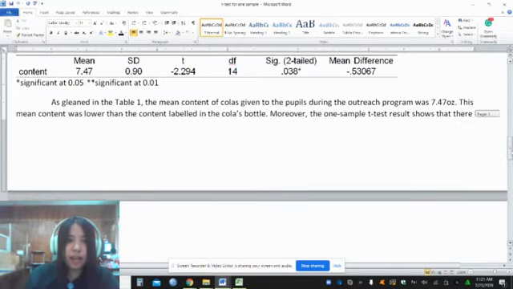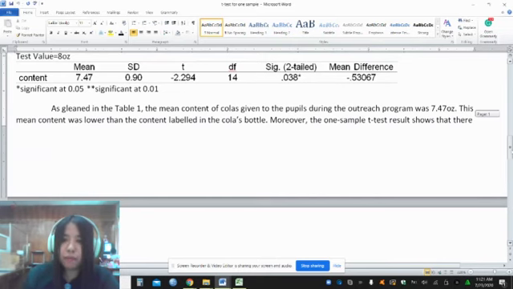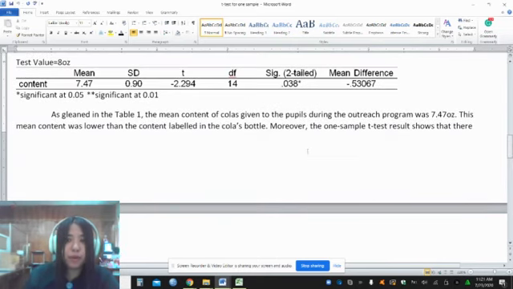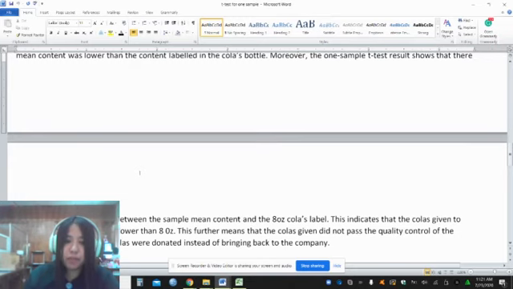So this is the interpretation. As gleaned in Table 1, the mean content of colas given to the pupils during the outreach program was 7.47 ounces. This mean content was lower than the content label in the colas bottle. Moreover, the one sample test result shows that there was a significant difference between the sample mean content and the 8 ounce colas label. This indicates that the colas given to the pupils were significantly lower than 8 ounces. This further means that the colas given did not pass the quality control of the colas company. Thus, the colas were donated instead of bringing back to the company.